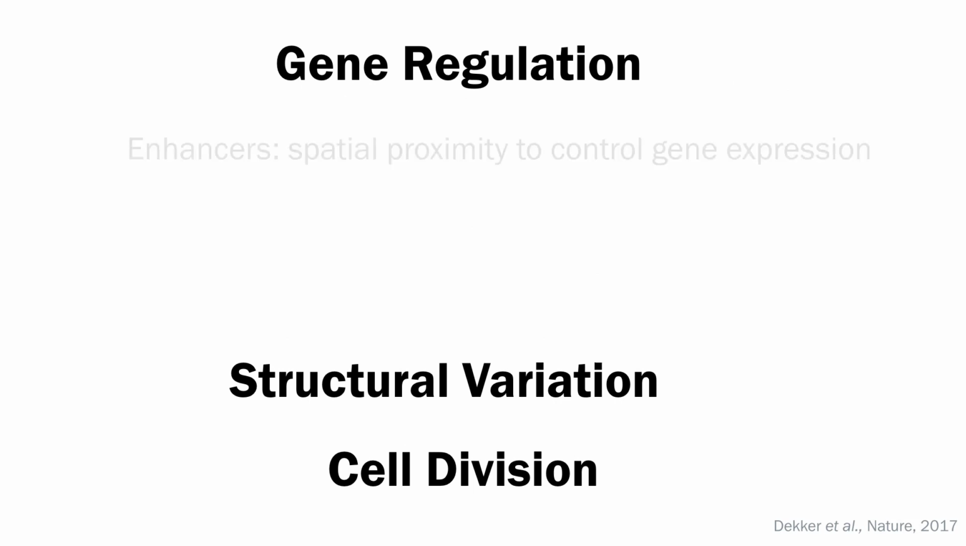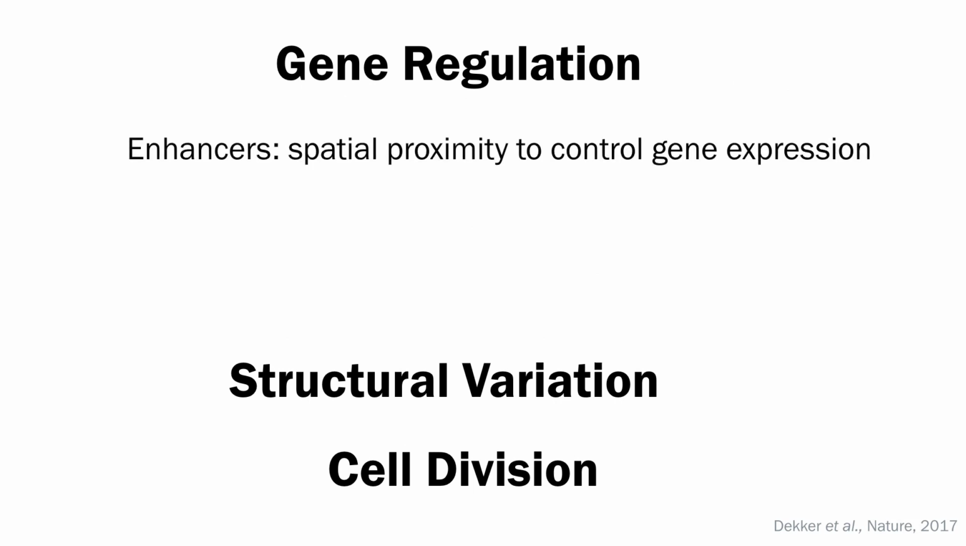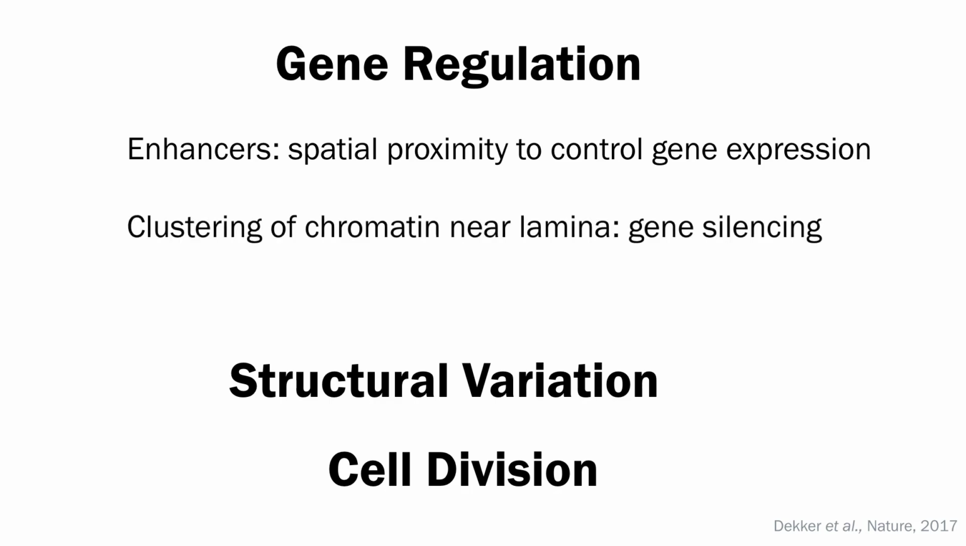So in gene regulation, we're dealing with, for example, things such as enhancers, where the spatial proximity is important to control gene expression. So you need to bring the enhancer closer to the gene that it controls or influences. And in order for that to happen, you need to move the DNA around in space. We know that, for example, when we have chromatin clusters along the lamina, that can be an indication for gene silencing, that there are certain locations in the nucleus where genes will not be transcribed.